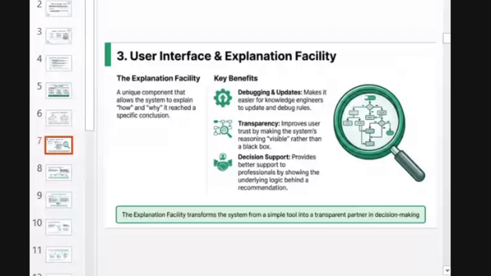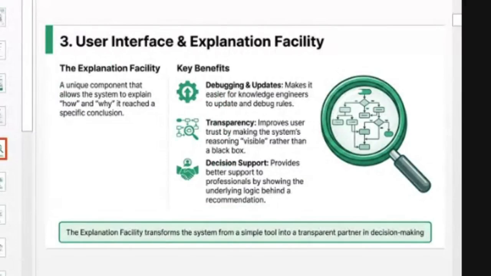The key benefits of everything that I've just mentioned are debugging and making updates, since it makes it easier for knowledge engineers to update and debug rules. Transparency, which improves users' trust by making the system's reasoning visible rather than a black box. And decision support, which provides better support to professionals by showing the underlying logic behind a recommendation.